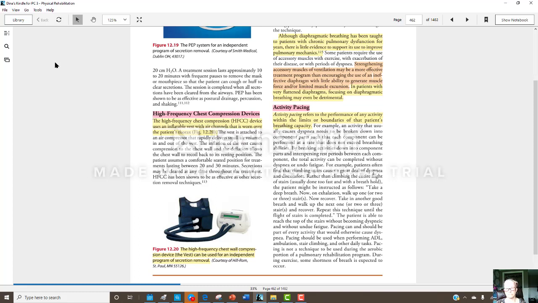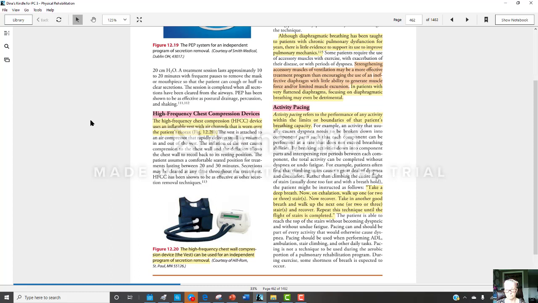For example, patients often find that climbing stairs causes a great deal of dyspnea and discomfort. Rather than climbing the entire flight of stairs, usually done too fast and with a breath hold, the patient might be instructed as follows: take a deep breath. Now, on exhalation, walk up 1 or 2 or 3 stairs. Now recover. Take in another good breath and walk up the next 1 or 2 or 3 stairs and recover. Repeat this technique until the flight of stairs is completed. The patient is able to reach the top of the stairs without becoming dyspneic and without undue fatigue.